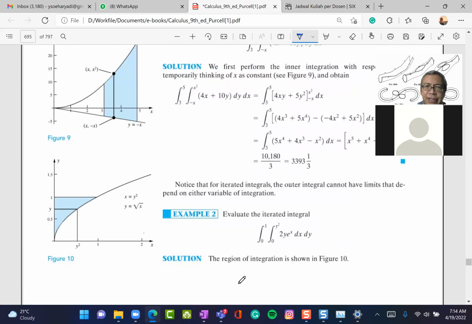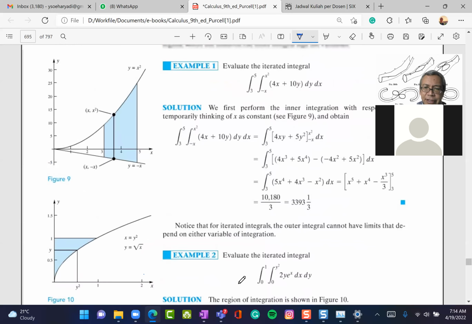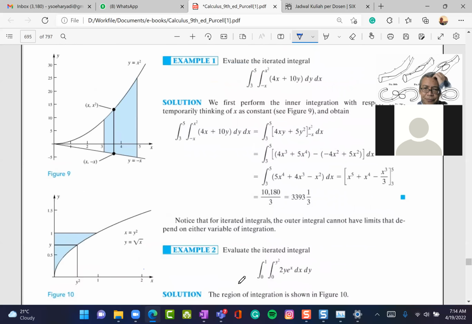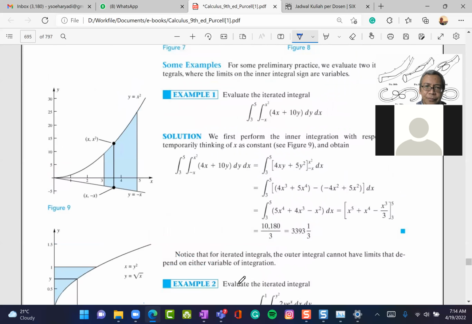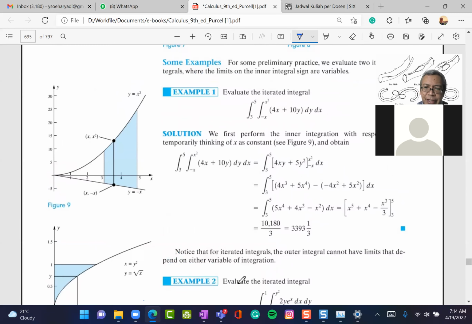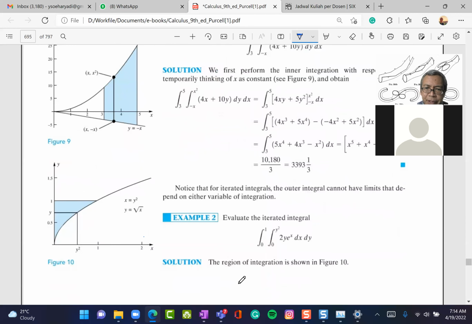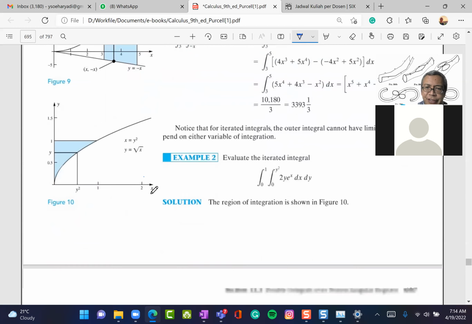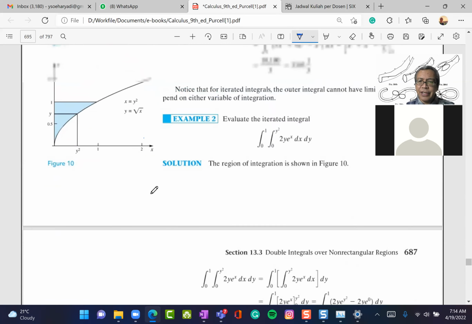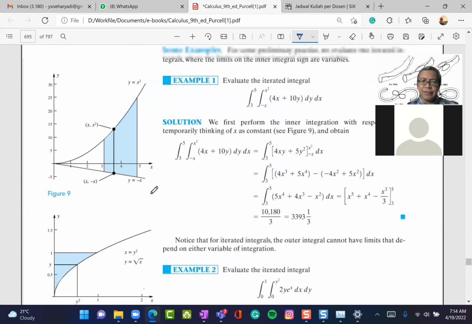So something that's easy. Okay. But the important thing is, how are we able to recognize the area of integration? Okay. For example, this one.